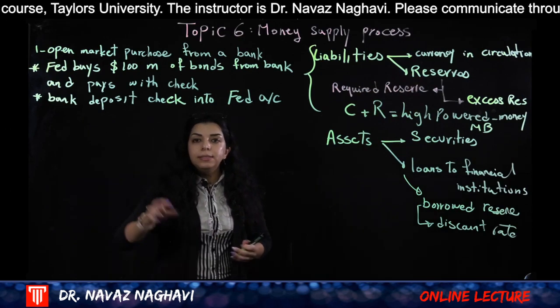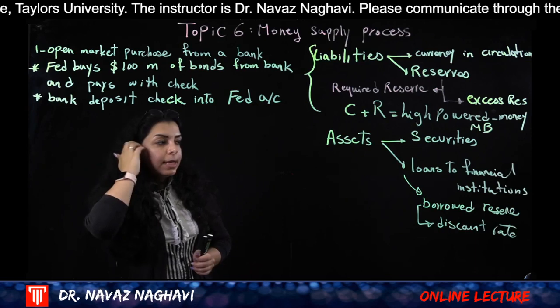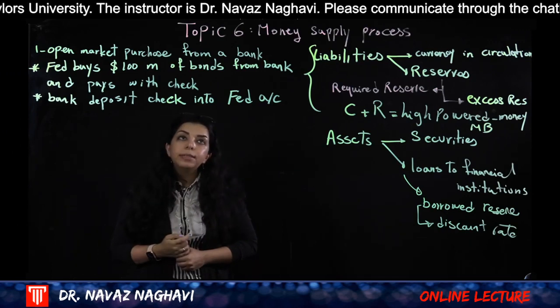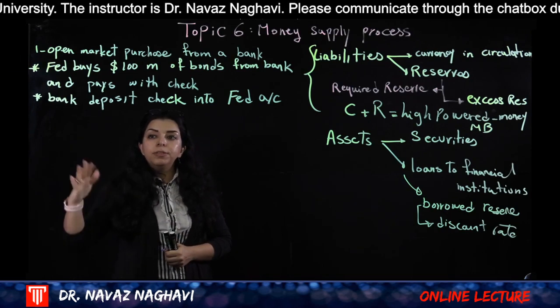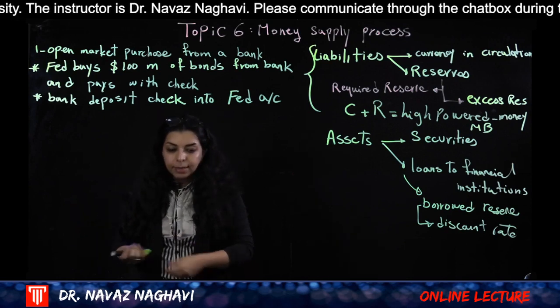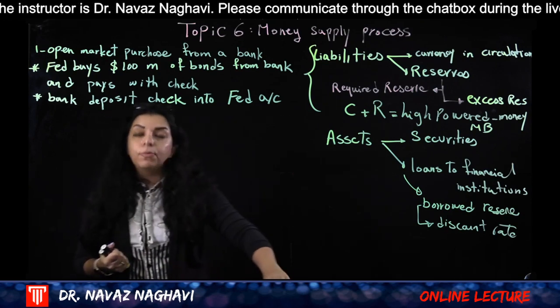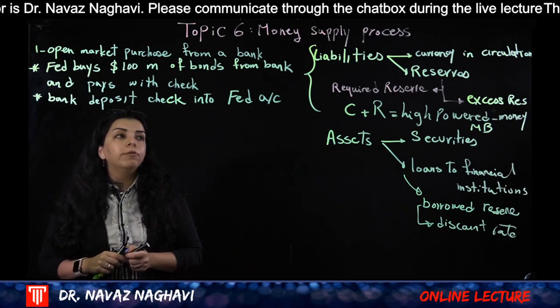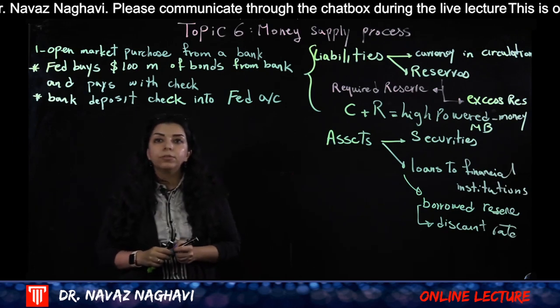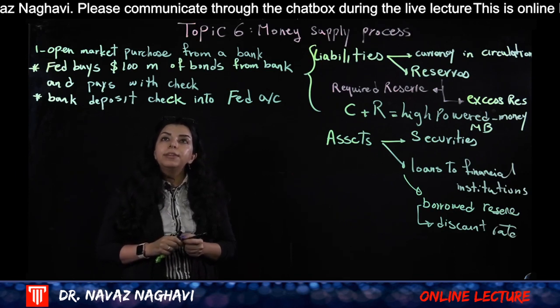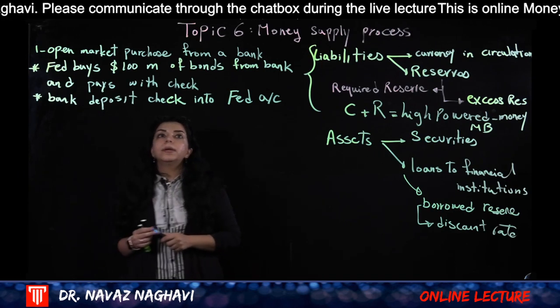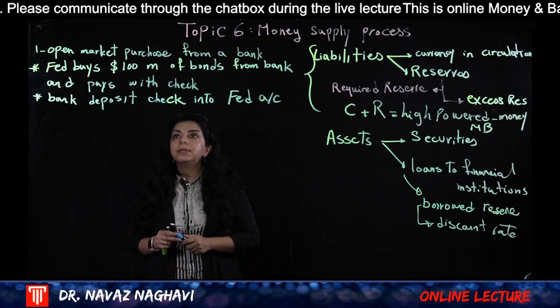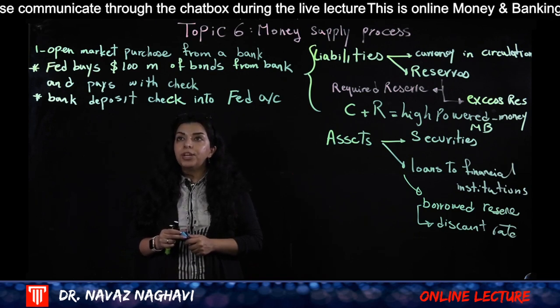Now let's do some examples so that we can understand better. For example, we want to start from different policies of the central bank, and we want to know how these policies are going to affect the T account of the banking system and the T account of the central bank. The first example is that the Fed is performing an open market purchase.